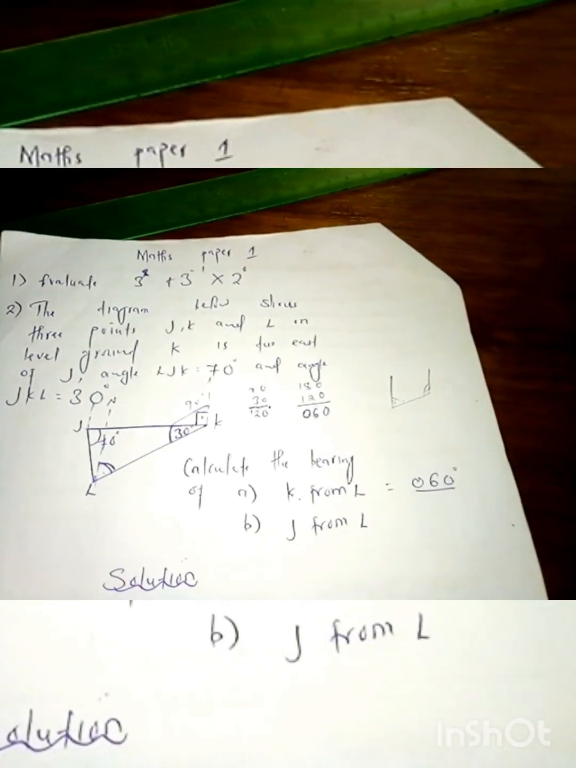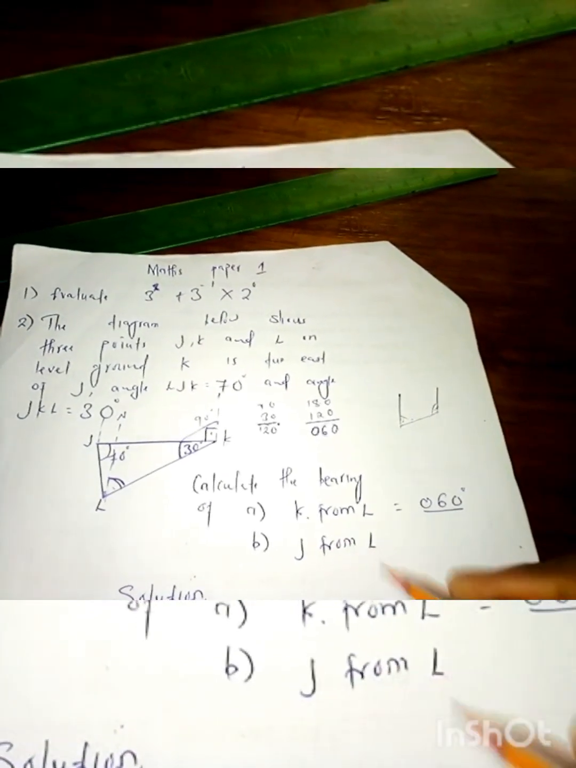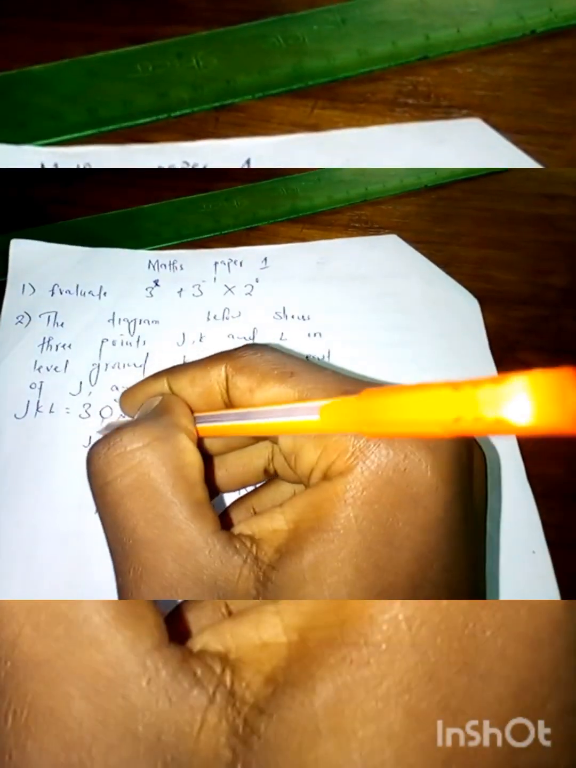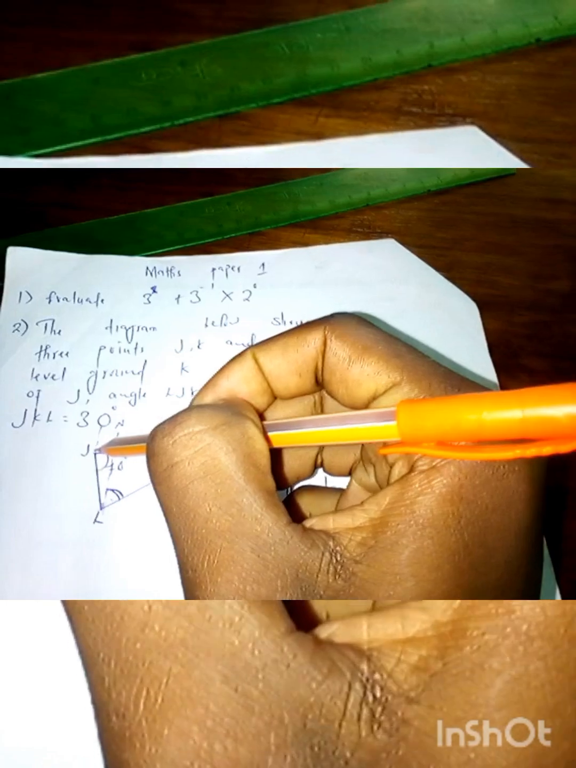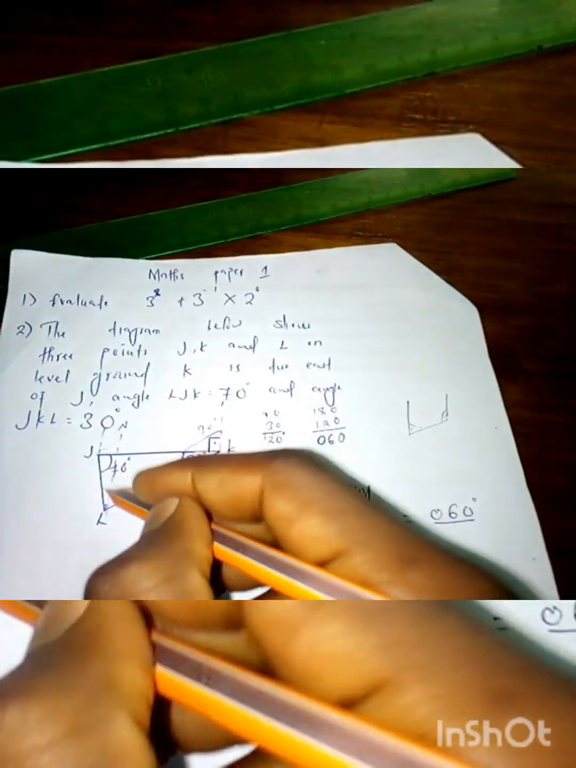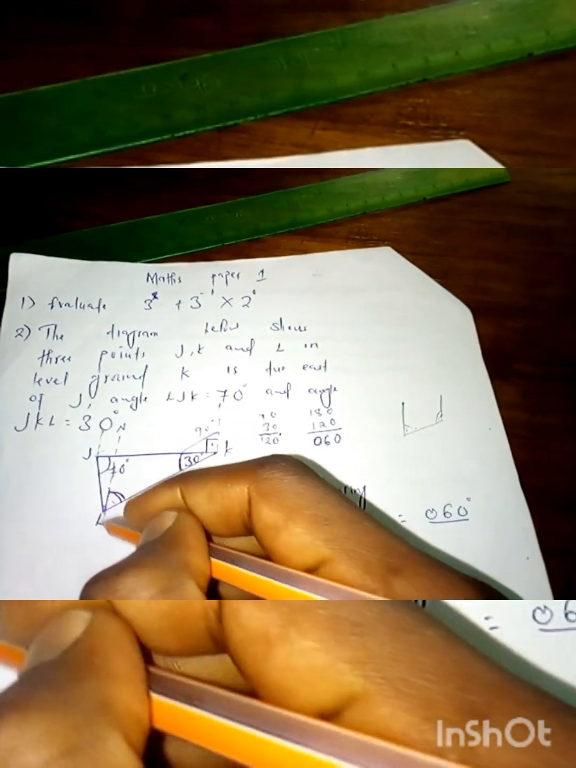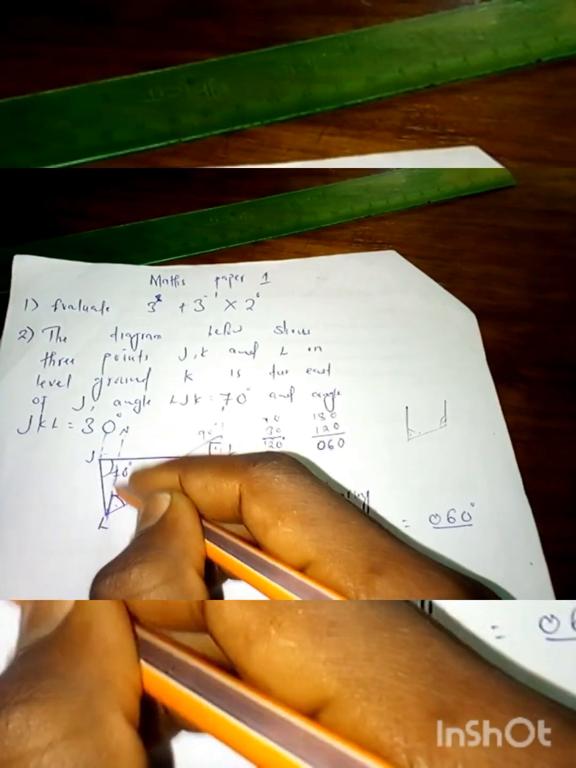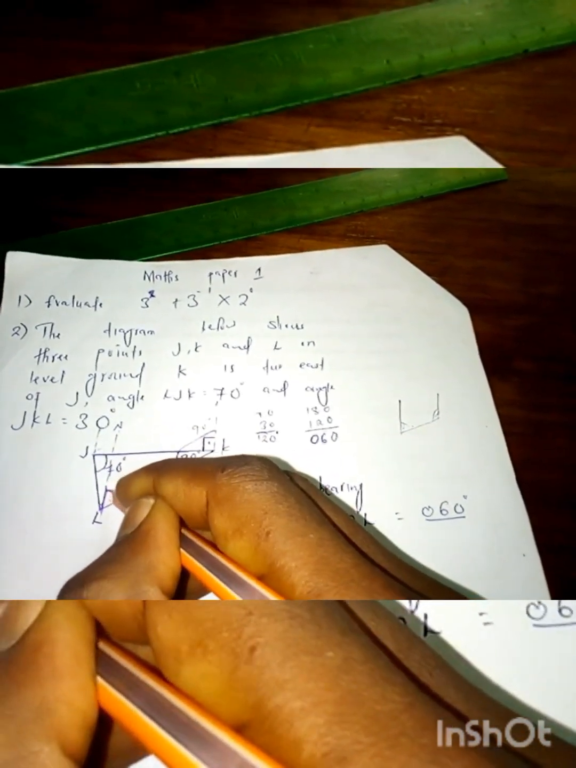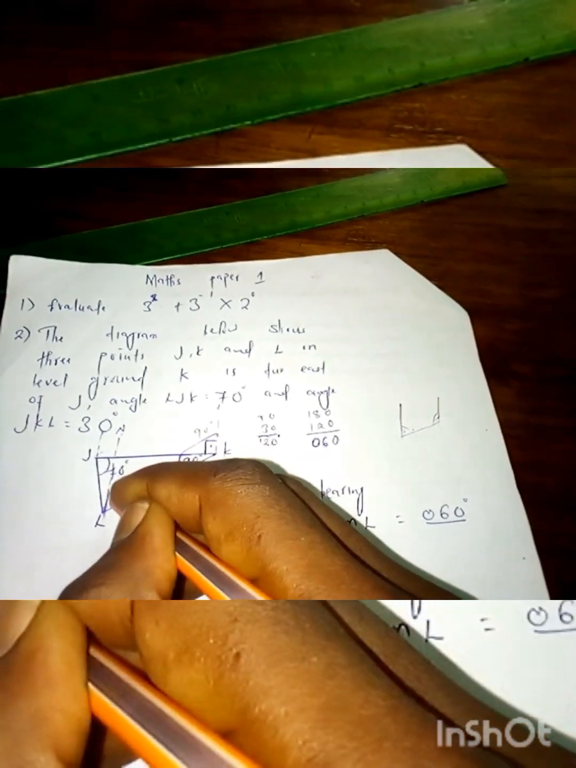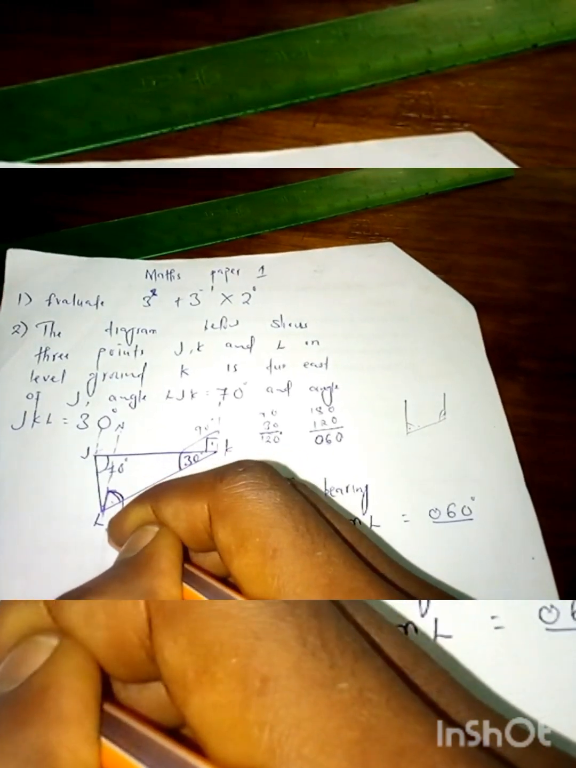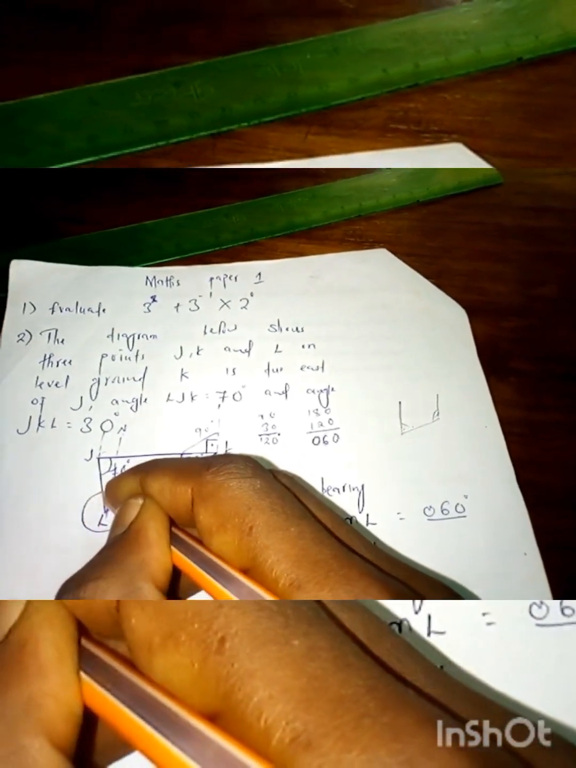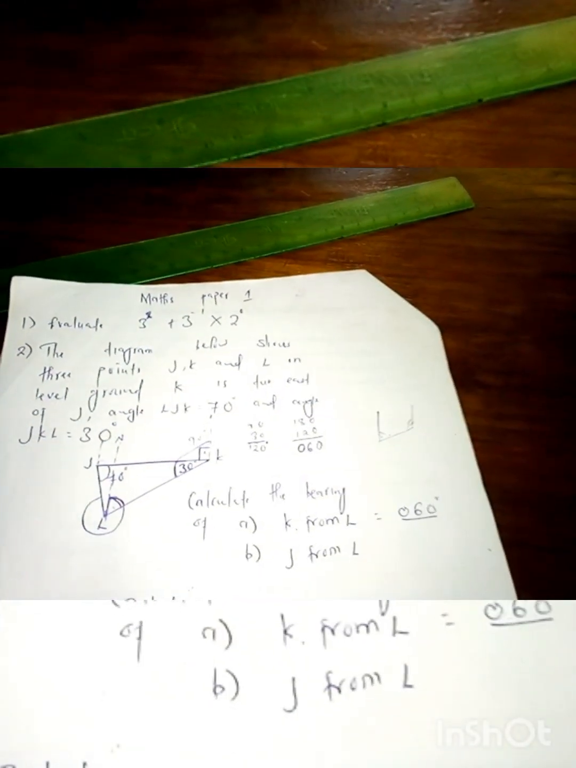Then let's go to the next question. J from L. Where is J? J is here. From this L, which is here, what they want us to find is from here. We start from north. You go like this to J. That's what they want us to find.